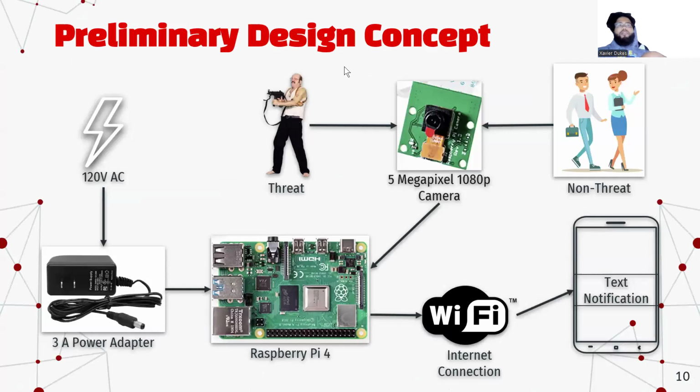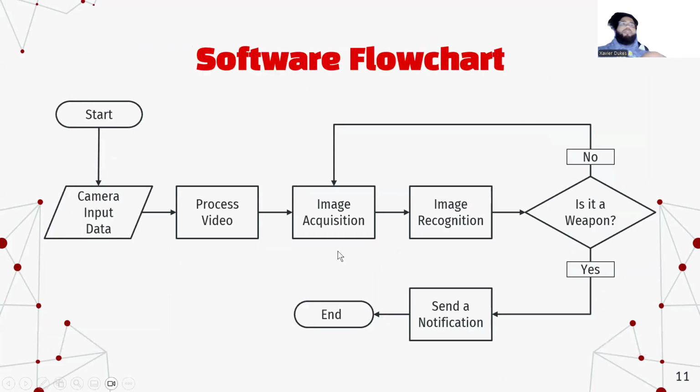Preliminary design, of course: you have the outlet, you have the power adapter plugged into the Raspberry Pi, which needs to be connected to Wi-Fi for the text notification. And then you have images fed into a camera, which then feeds that input down into the Raspberry Pi where the computation is done.